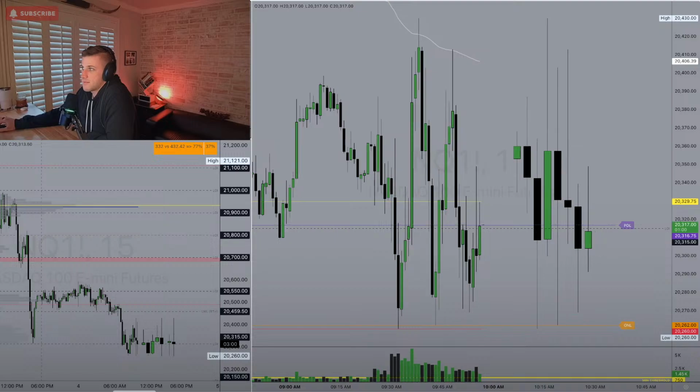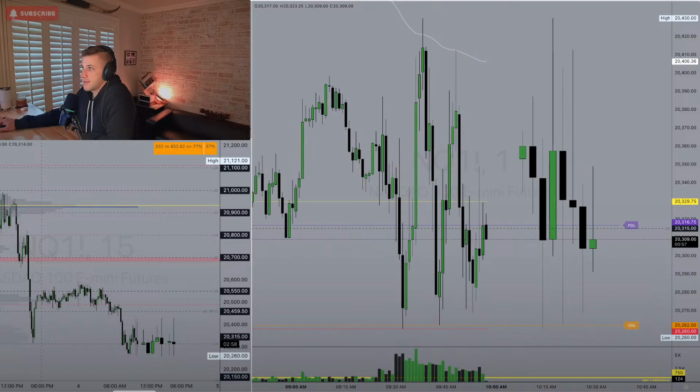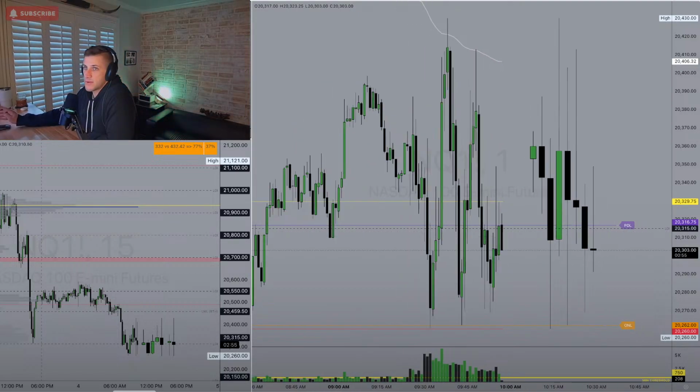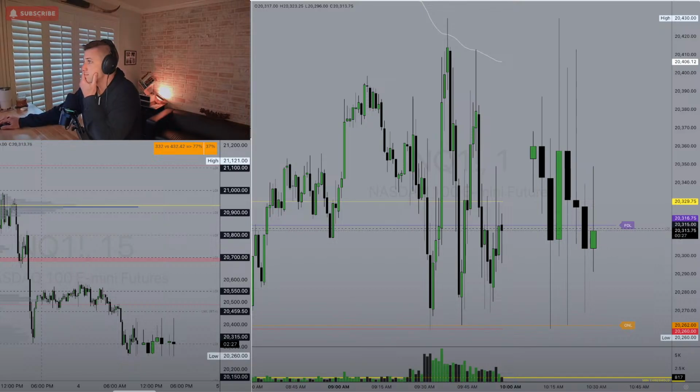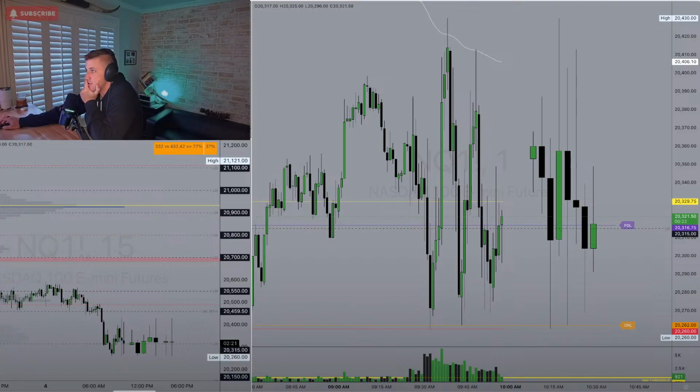NQ bumping into session volume point of control here again. 330. 2330. Minute doji. Yeah.